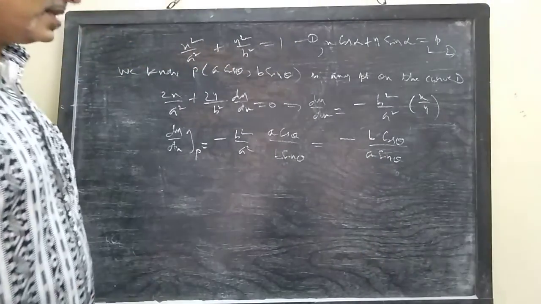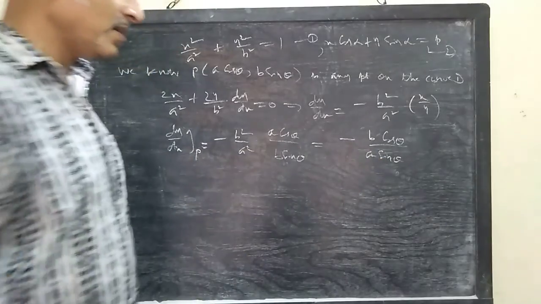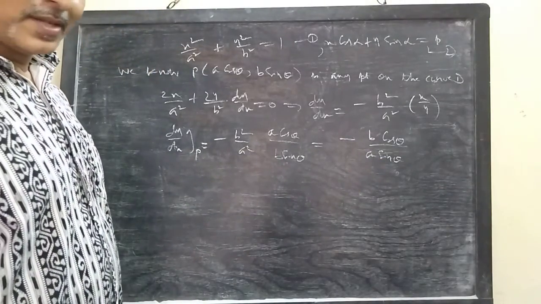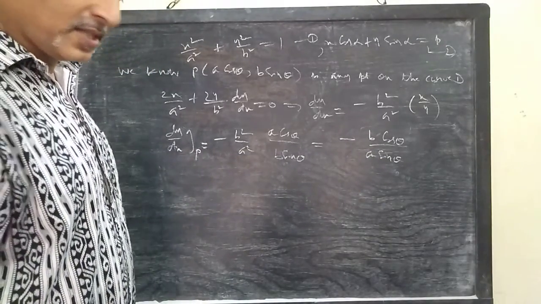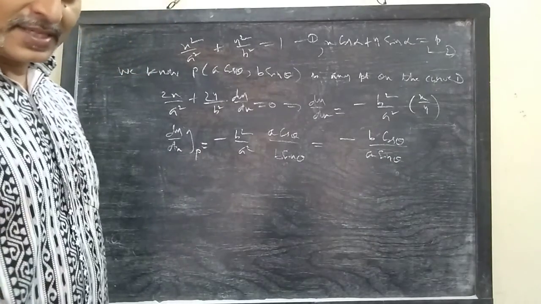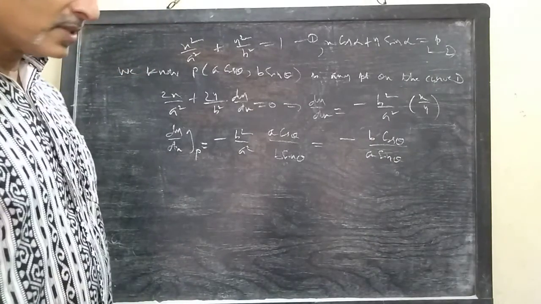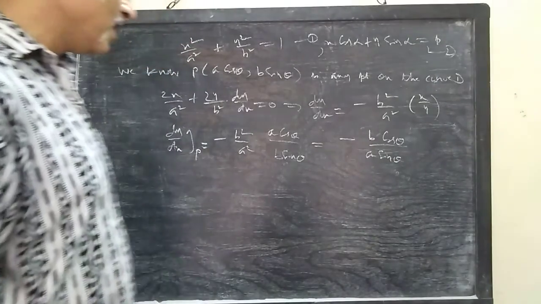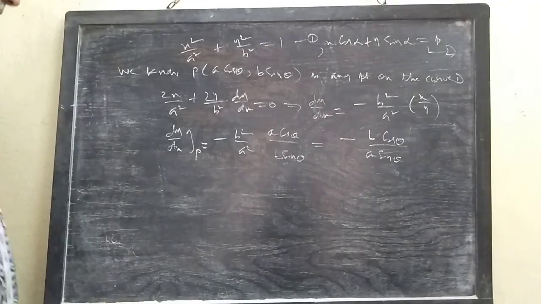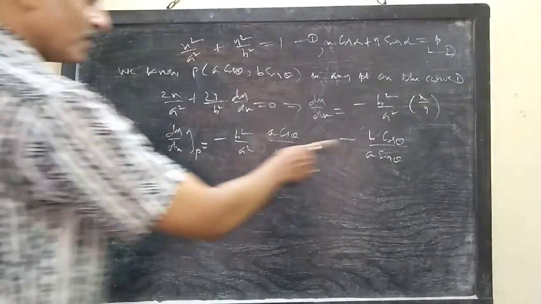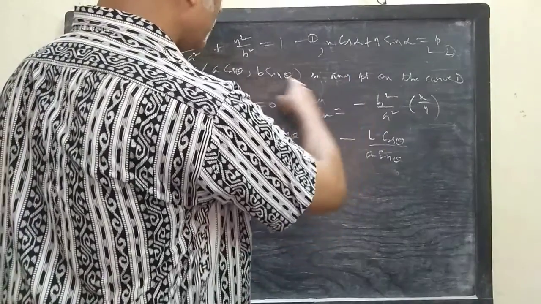This is my suggestion: don't make it b by a cot theta. Keep it in the form b cos theta by a sin theta. You will understand in future why I am telling you this. Now this gives the slope of the tangent to the curve at the point P.